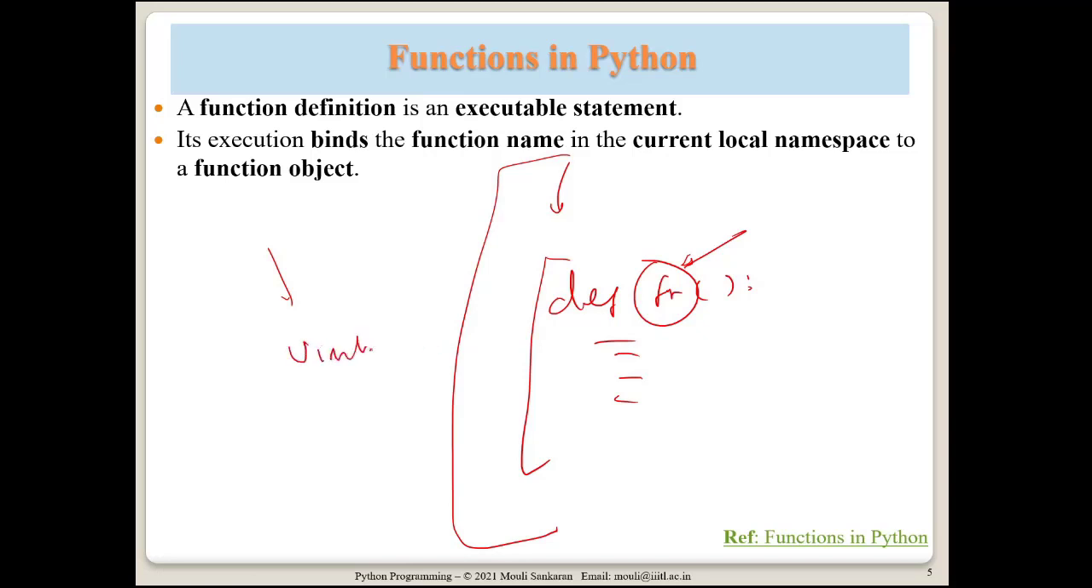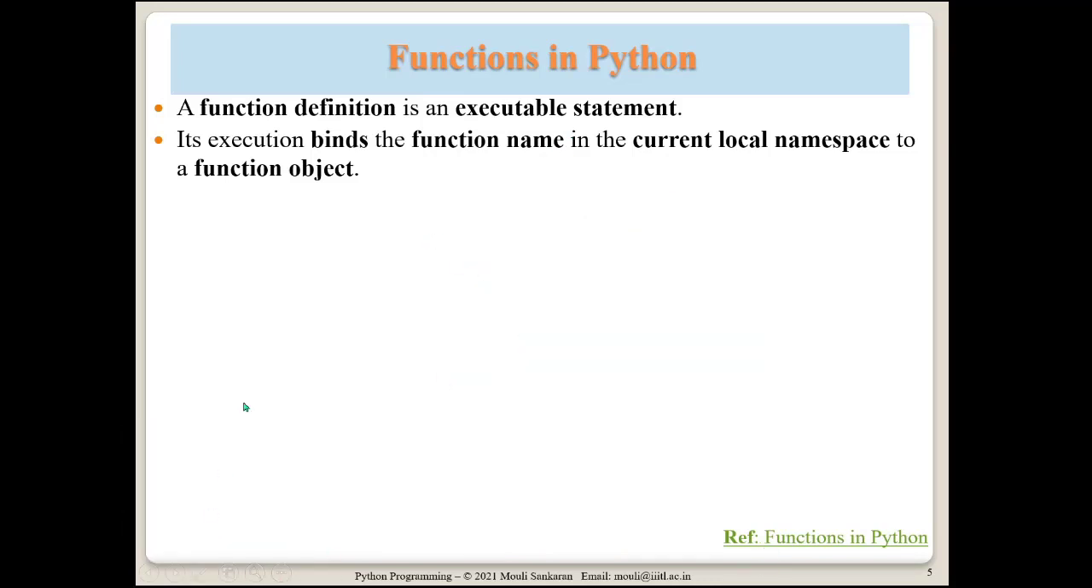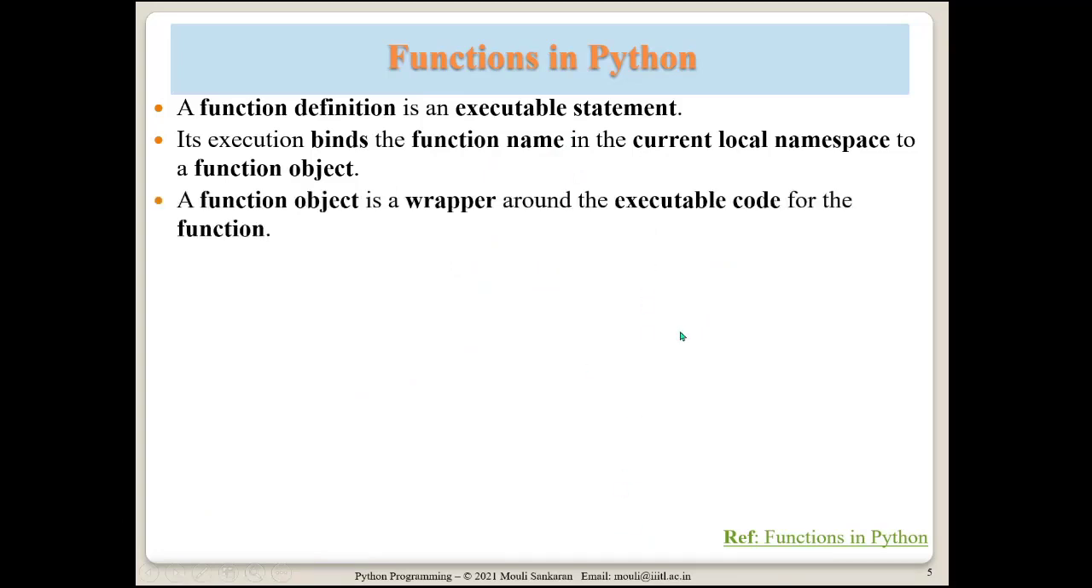Visible in the sense that when you are saying F1 here, it knows that a function definition exists, and it understands that it's a valid label, so it's visible and it can be accessed or invoked. If it is a variable, maybe you may say a equal to 2, then b equal to a plus 2. You can do it because it's visible as well as accessible in the namespace. So when you are defining a function, it is associated with that current local namespace as a function object. So a function object is a wrapper around the executable code for the function.